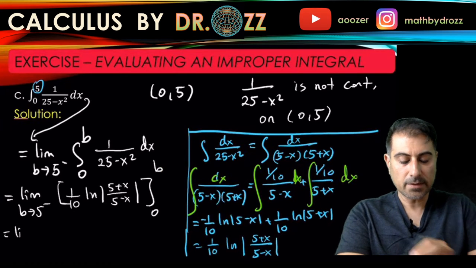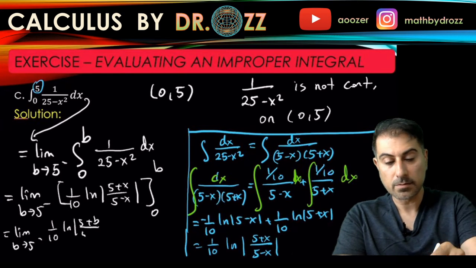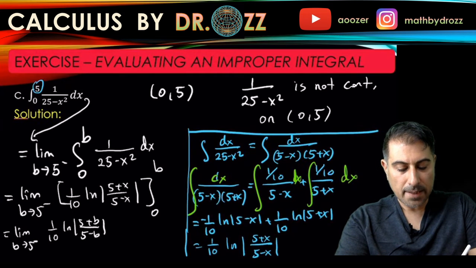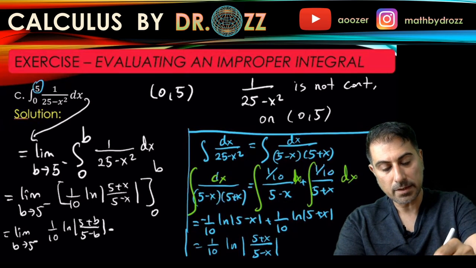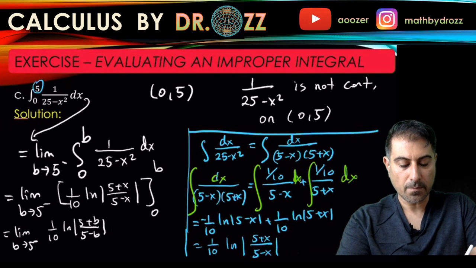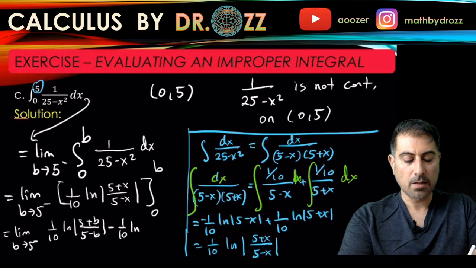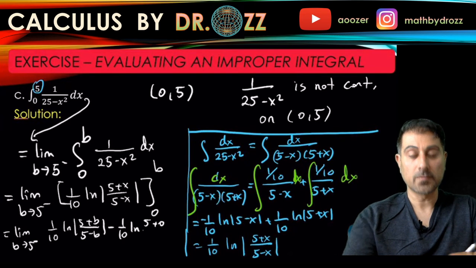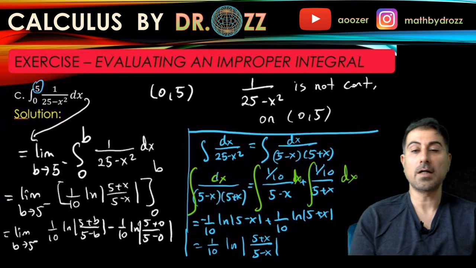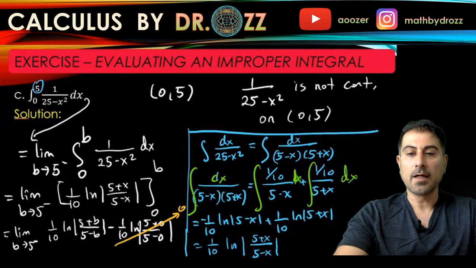Let's plug in the upper limit. So 1/10 ln 5 plus b over 5 minus b here. Let's just put this minus right on top of the 5, to prevent confusion. Minus 1/10 ln, in fact, since we are putting in the lower limit for b. So what is that? 5 plus 0 divided by 5 minus 0, which is going to be ln 1. ln 1 is 0, so this term is automatically 0, because it adds up to ln 1. What survives here is 1/10 ln absolute value of 5 plus b over 5 minus b.